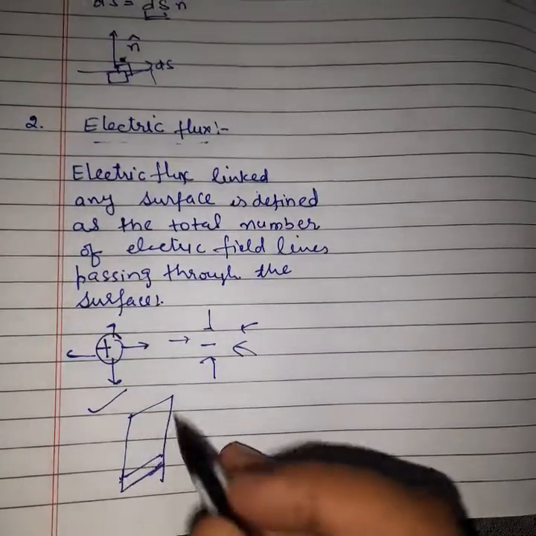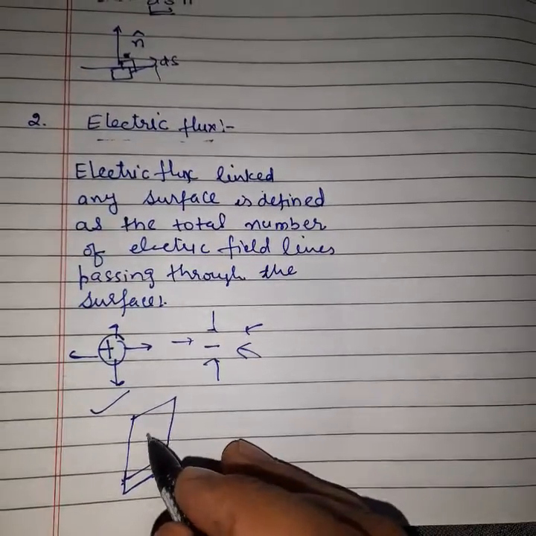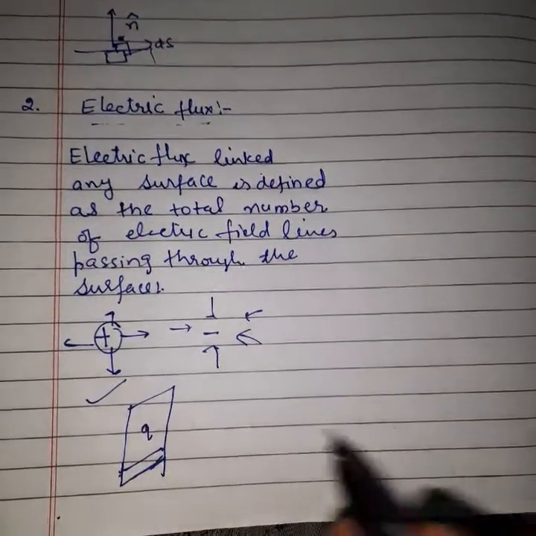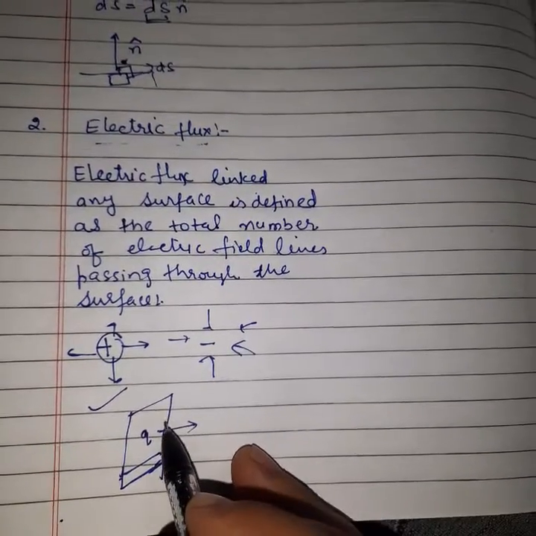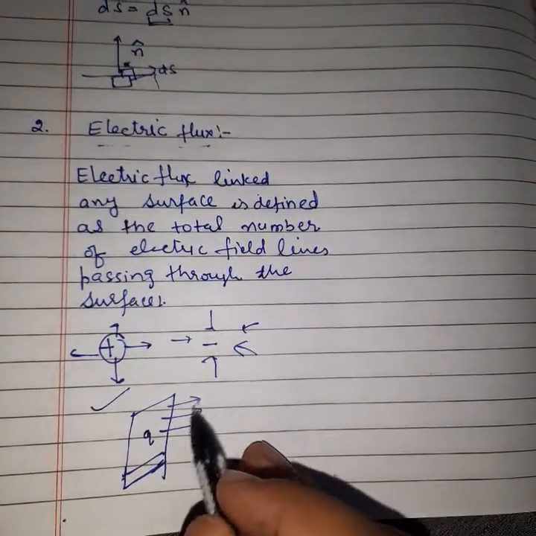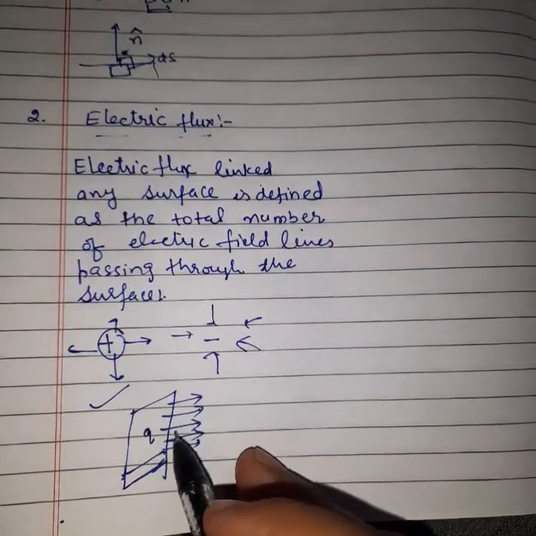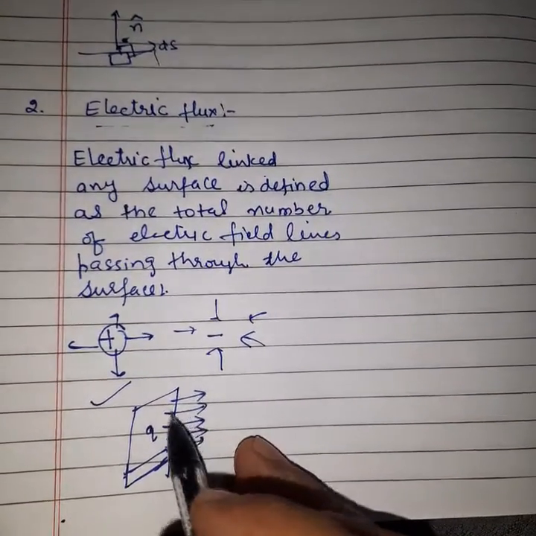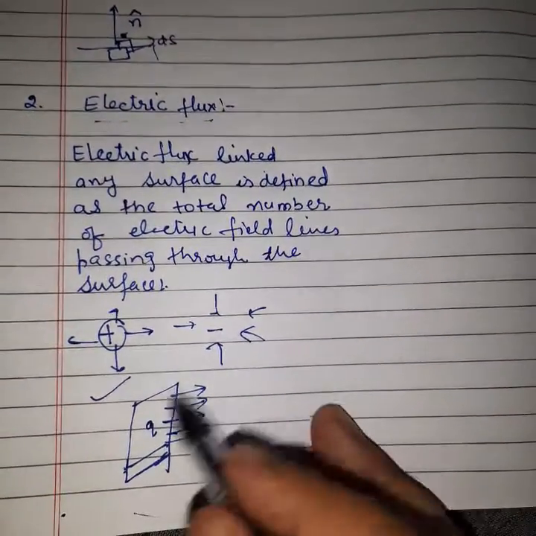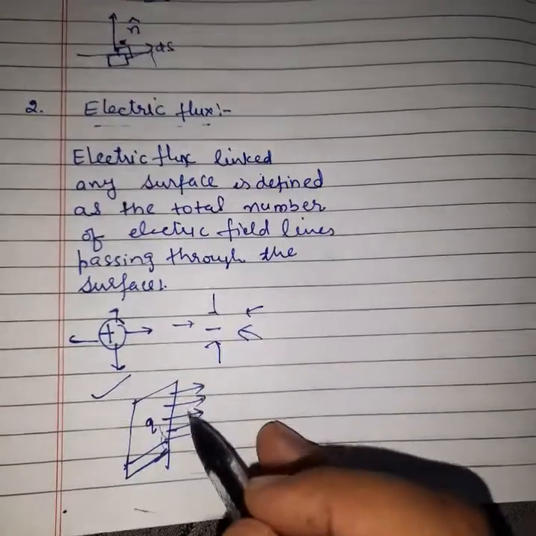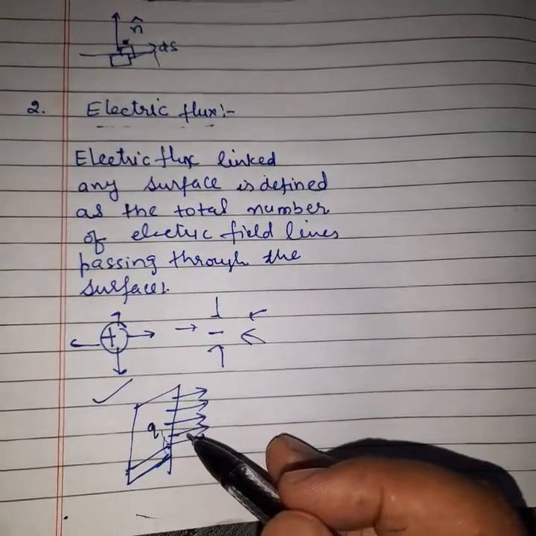We can say we will distribute charge on this surface. I am putting a charged particle Q here. When electric lines come out from this charged particle, these lines will be normal, that is, perpendicular to the surface. Normal means perpendicular to the surface. This whole combination of electric lines is called electric flux.